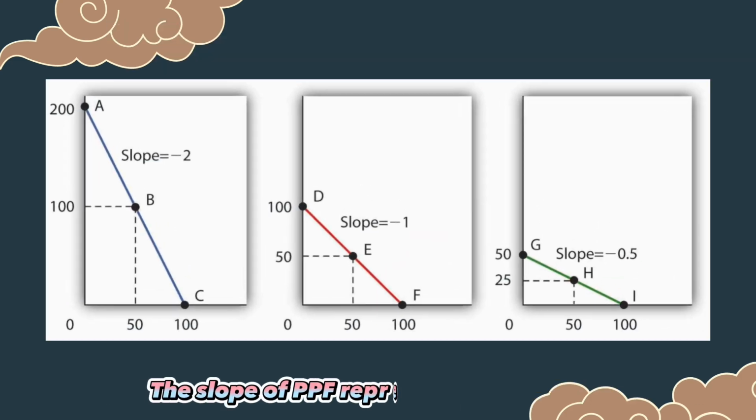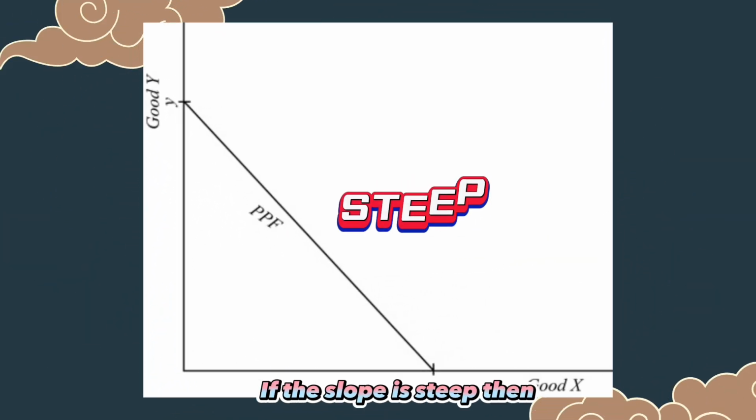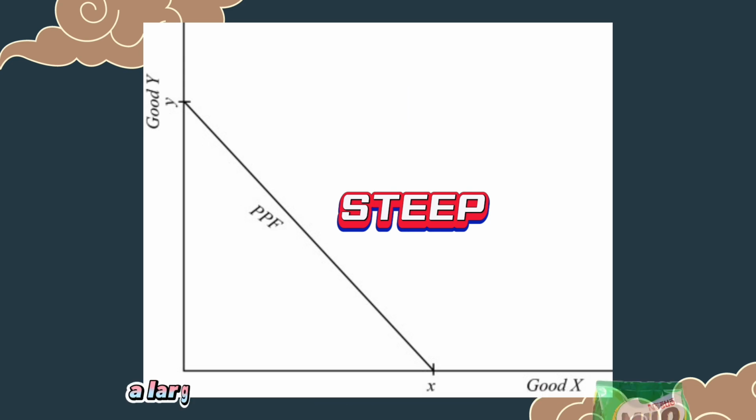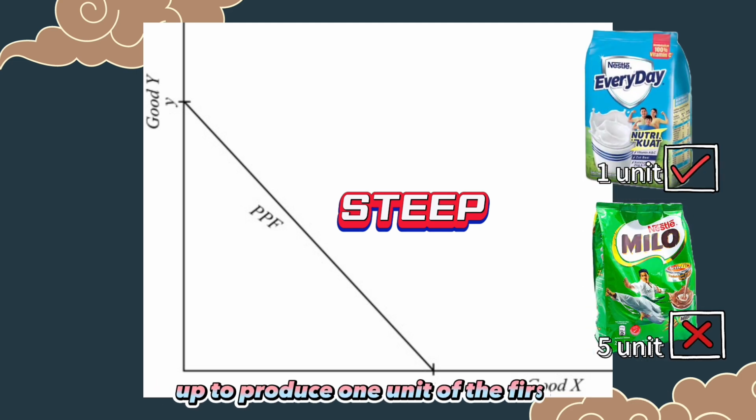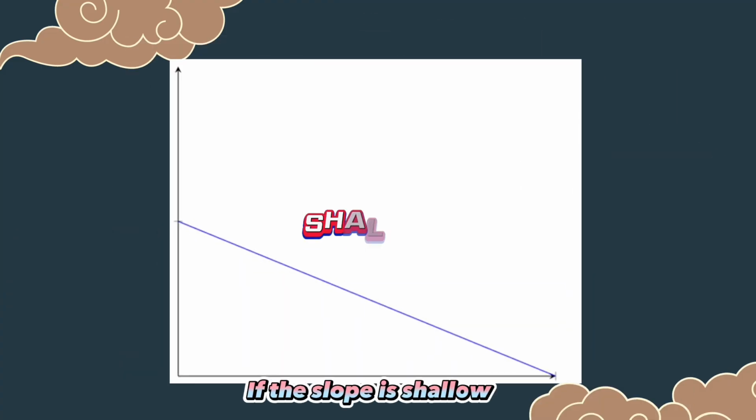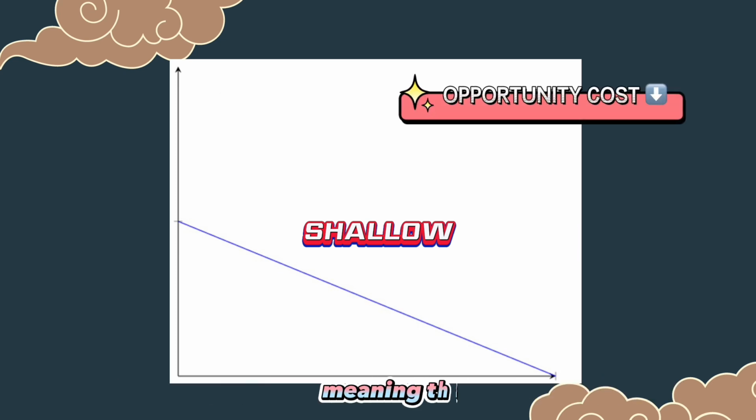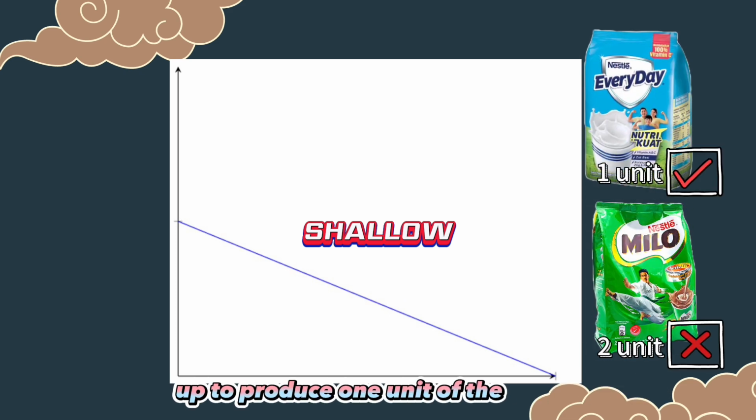The slope of the PPF represents the opportunity cost of producing one good in terms of the other. If the slope is steep, then the opportunity cost of producing one good is high, meaning that a large amount of the other good must be given up to produce one unit of the first good. If the slope is shallow, then the opportunity cost of producing one good is low, meaning that a small amount of the other good must be given up to produce one unit of the first good.